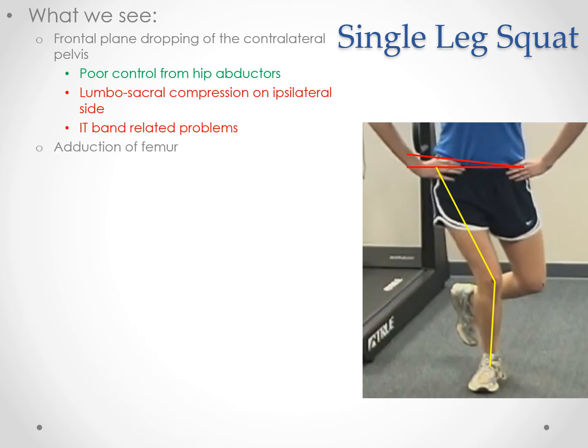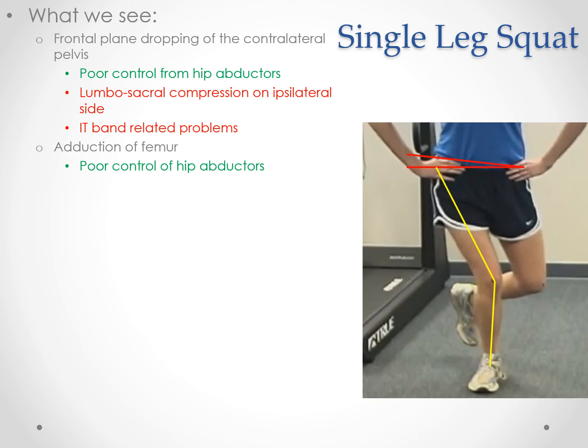You see the abduction of the femur, which is likely due to poor control of the hip abductors. And remember that the hip abductors are big fan-shaped muscles, including the gluteus maximus, and they control the angle of the femur on the acetabulum in a wide array of joint angles. Also, the hip external rotators are important as well.